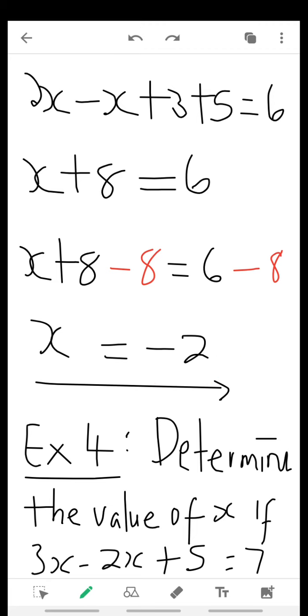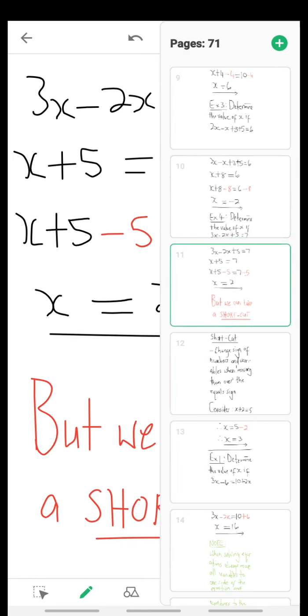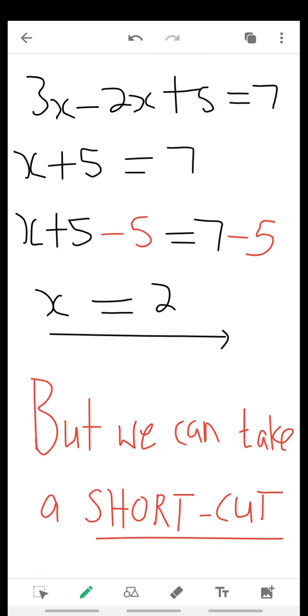Example 4, determine the value of x if 3x minus 2x plus 5 equals 7. The first thing we need to do is work out 3x minus 2x, which is an x. Then it would be x plus that 5. Then you would ask which value of x would go where there is x, such that we get the same answer as on the right hand side. Do you agree that the value of x would be 2 if we are using inspection, because 2 plus 5 is 7, and we have 7 on the right hand side.